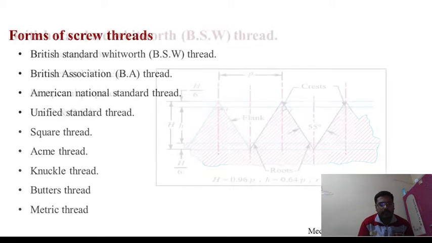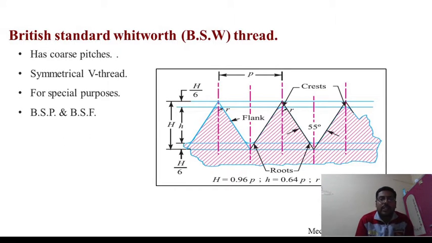Next we go for the British Standard Whitworth thread. So what is the British Whitworth thread? It has coarse pitches and a symmetrical V thread for special purpose of using BSP and BSF. These are the standard threads in the British Standard Whitworth thread.